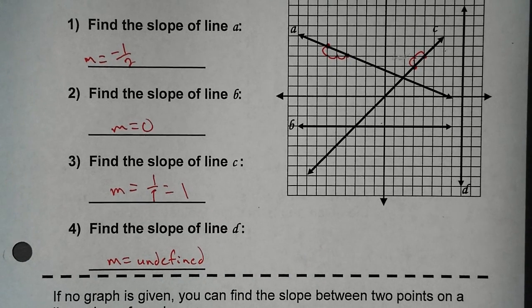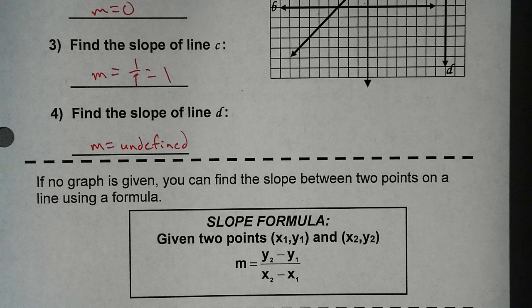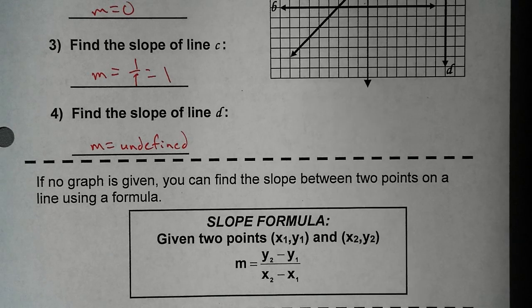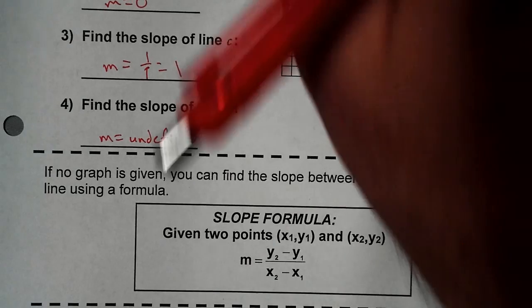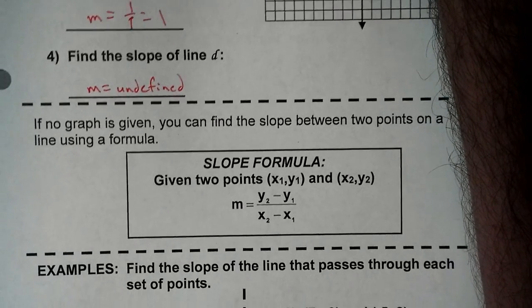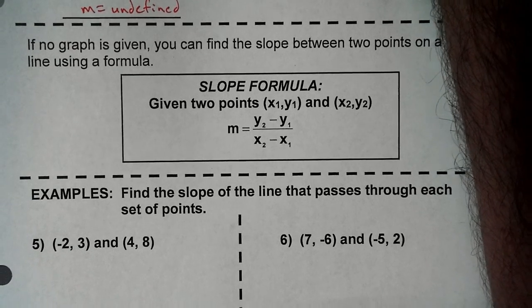Now, I have a question for you. What if I just gave you 2 points and I didn't give you the graph? Could you find the slope? Well, one way is to use the slope formula. You can use this for any points where you have the x's and y's that are given and you need to find the slope. So let's do a couple examples together.